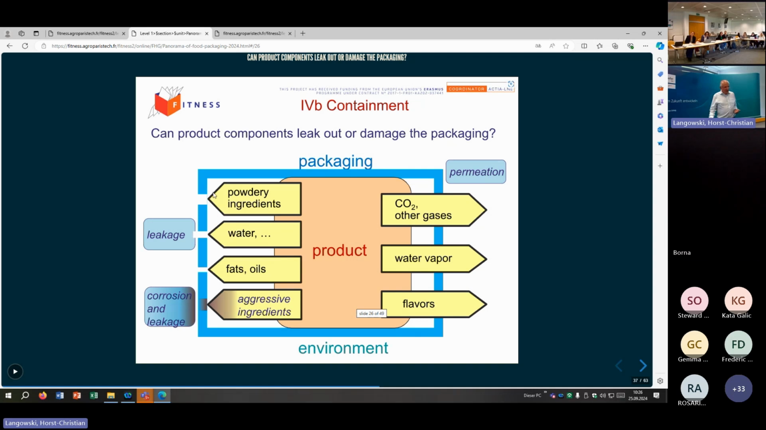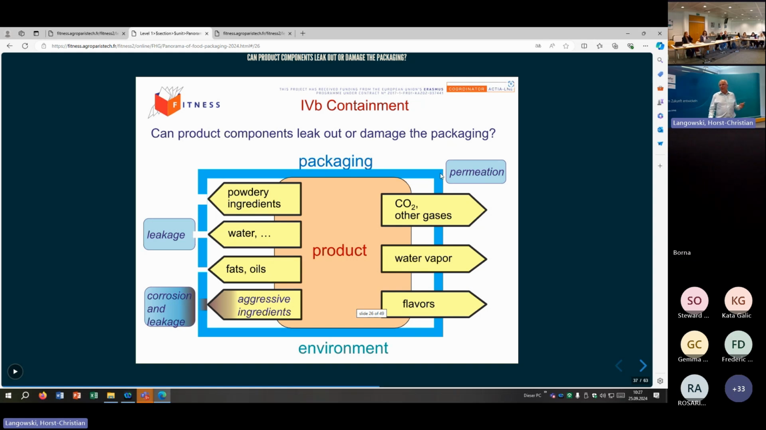We also may have macroscopic defects in the package, especially when we talk about paper. Paper is, let's say, a large defect, so to say. It consists of fibers, and in between, we have nothing but defects. So water, for instance, if you would like to package water in a pure paper package, the result will be obvious. But also powdery ingredients are very often packed in cardboard or paper packages, and these often fail.